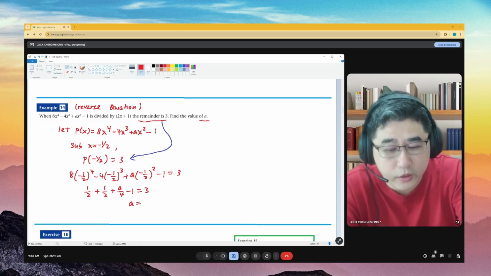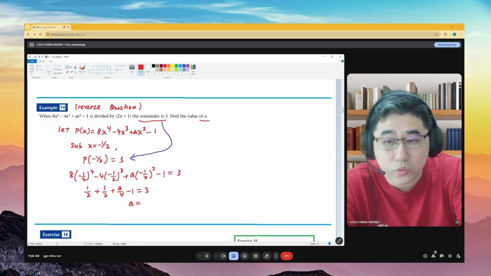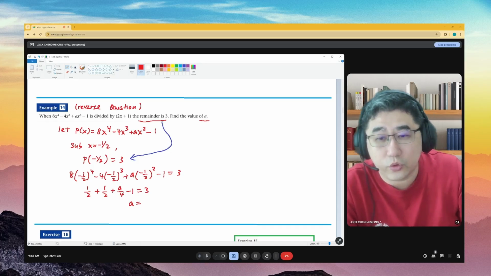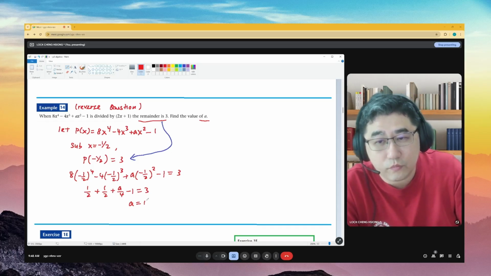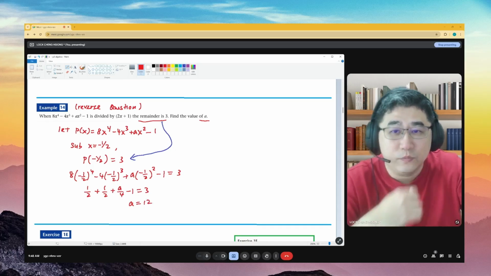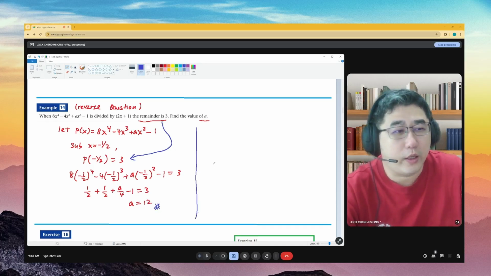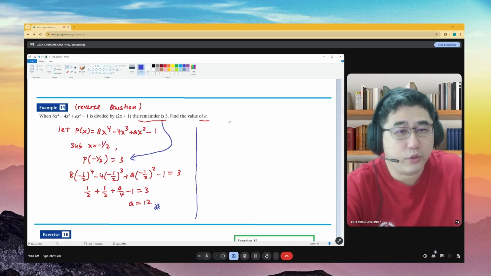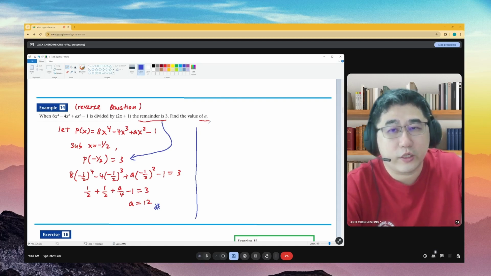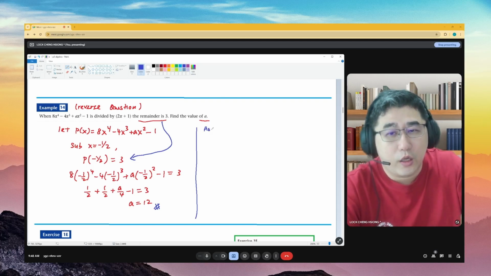So you press your calculator, 3 plus 1 minus 1 times 4, so a equals 12. Although you get this as your answer, most of the time we need to make sure whether our answer is correct or not. We want to make sure. So how to do checking? How to check? It's always the question here.